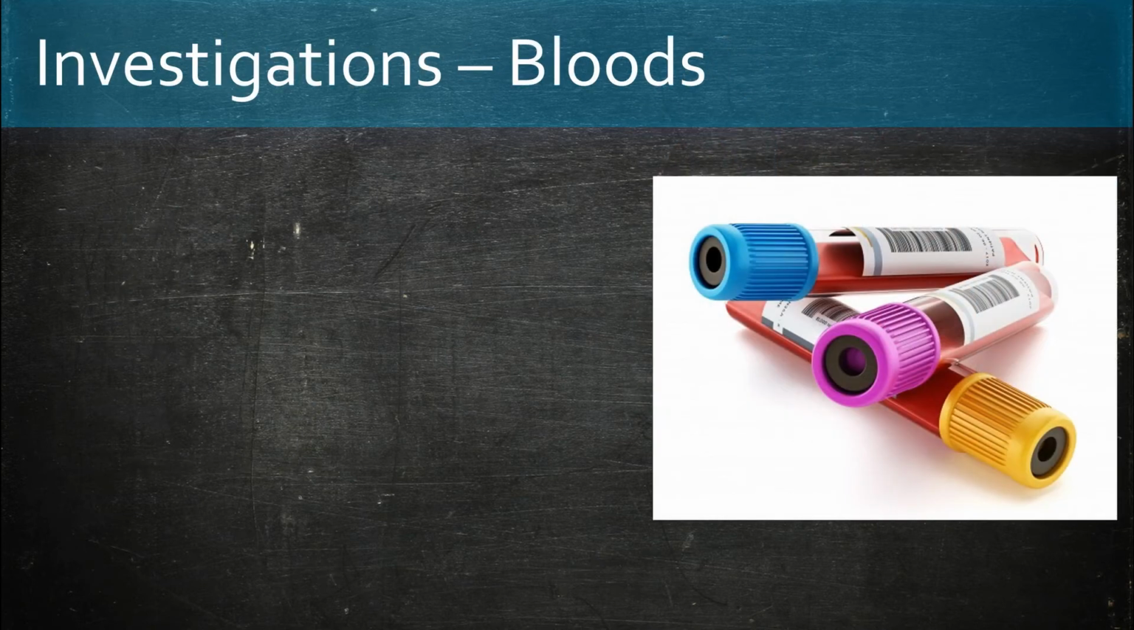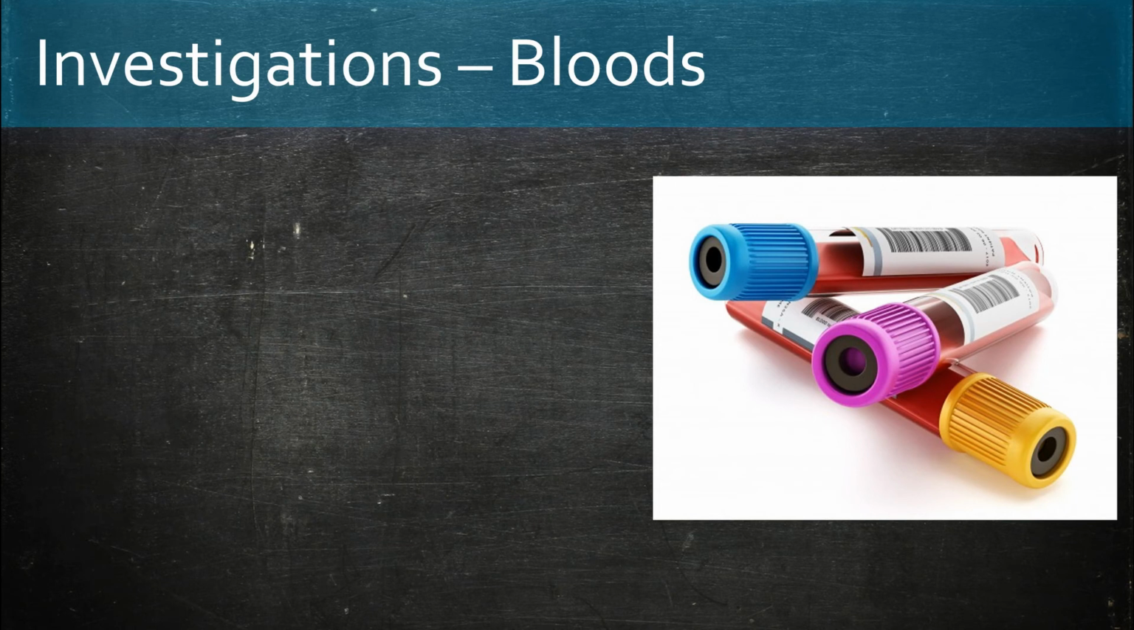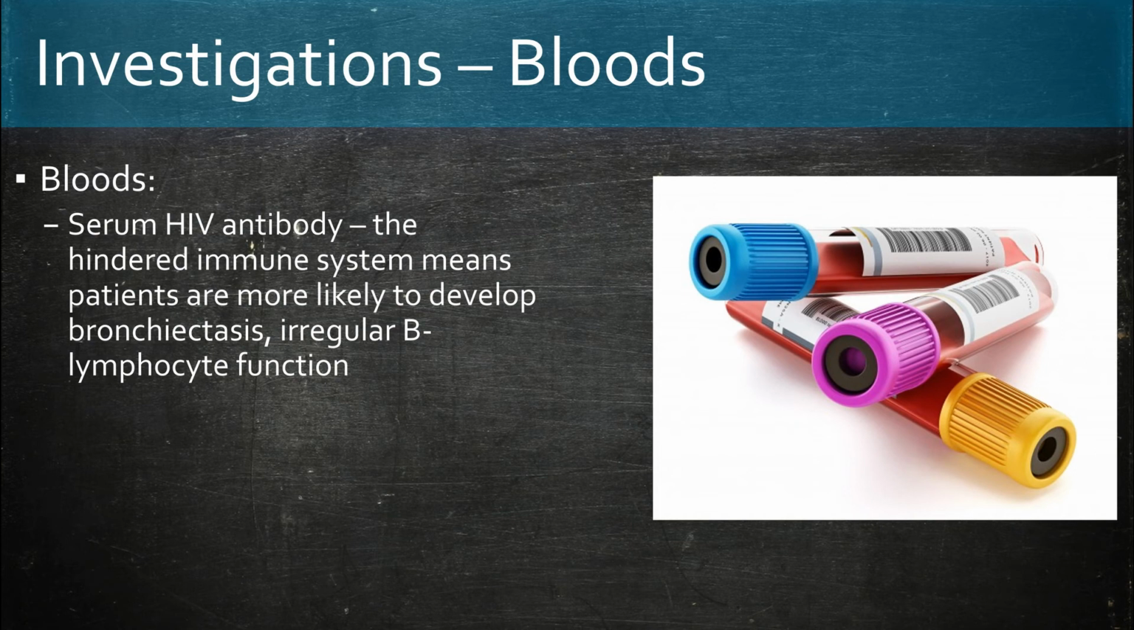So with investigations, ideally what we would do, we would start off with bloods. Full blood count will allow us to see the presence of any superimposed infection. High eosinophil count points towards ABPA, fungal infection, and we can also use rheumatoid factor to check for systemic disease. Testing for alpha-1 antitrypsin is also important. Secondary immunodeficiency testing via HIV, very important.